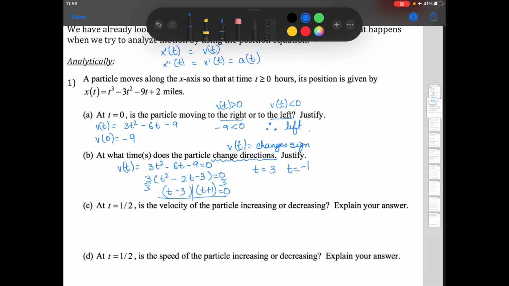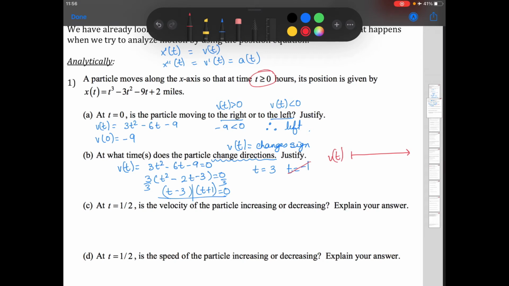We're going to ignore t equals negative 1 because we're only considering t to be greater than or equal to 0. So now we're going to draw a velocity number line. And why do we need to do that? Because we want to find when it's changing direction, right? When it's changing from positive to negative.